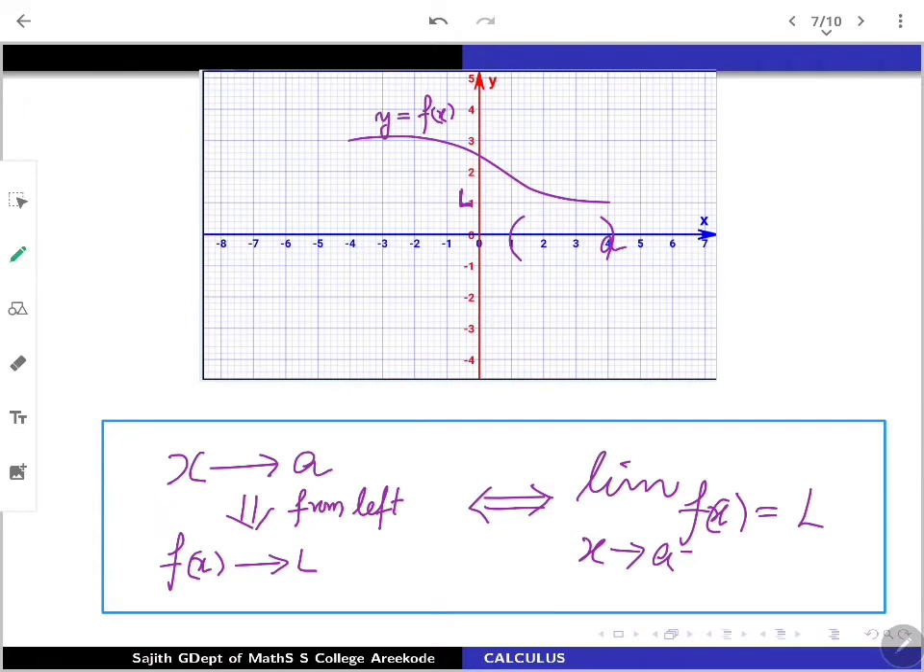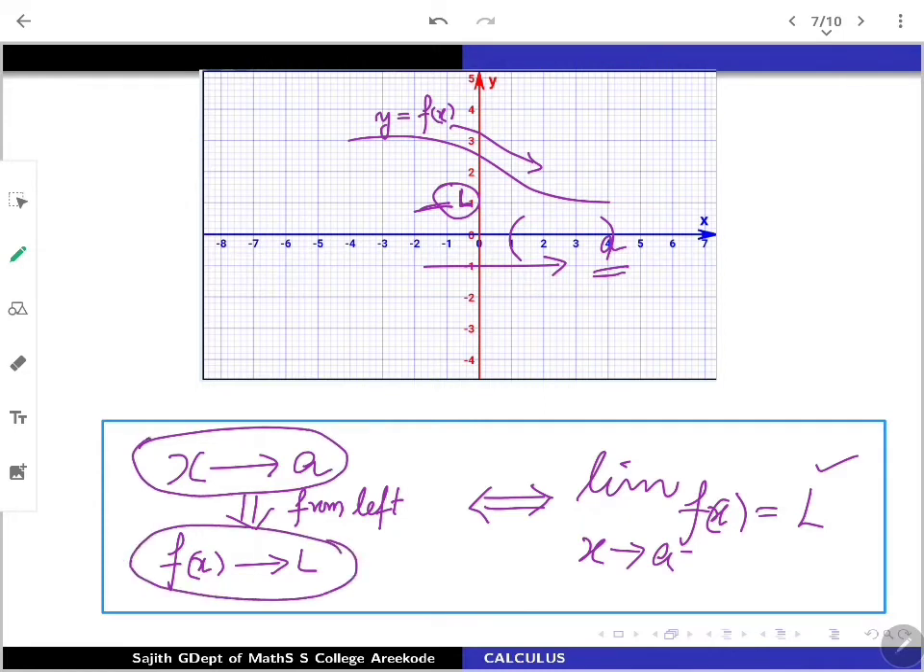Suppose my function y equals f of x is defined like this, so A is somewhere here. At A the function may not be defined, we don't consider that, but you have a way to approach A from the left. Then from the graph it is clear that it is coming down and down, taking f of x nearing L. So we say that the limit of f of x as x tends to A minus is L in this situation. As x moves nearer and nearer to A, f of x goes nearer and nearer to L, as much as you like.